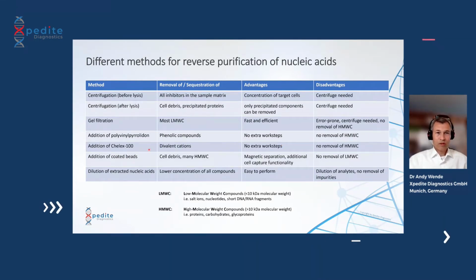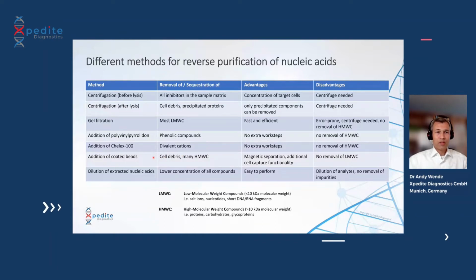The addition of Helix 100, this is an ion exchange resin, you can also scavenge divalent cations like magnesium or copper or other things, but divalent cations. Again, you basically don't have any extra work steps, but it's very specific to these ions that can be removed by that. Nothing else can be removed with it. So that's the disadvantage, obviously.